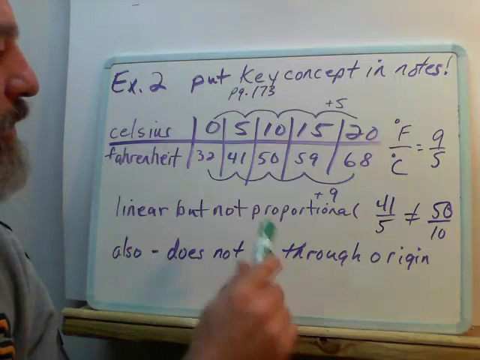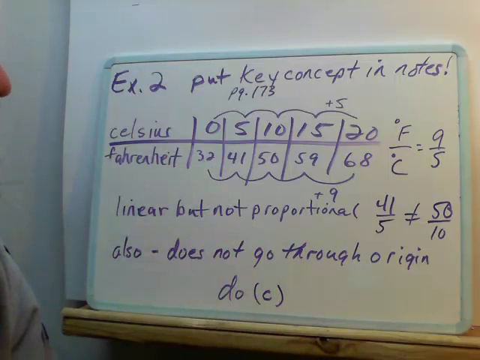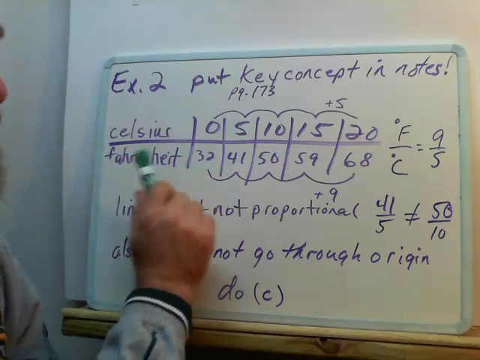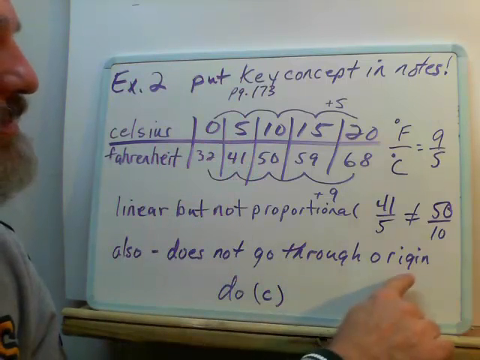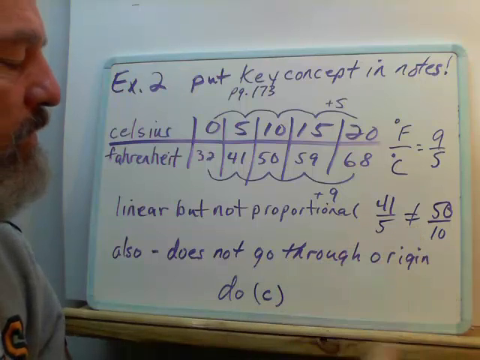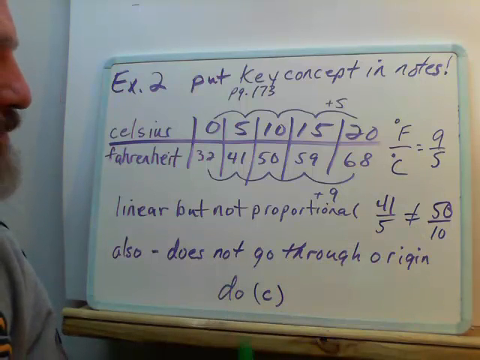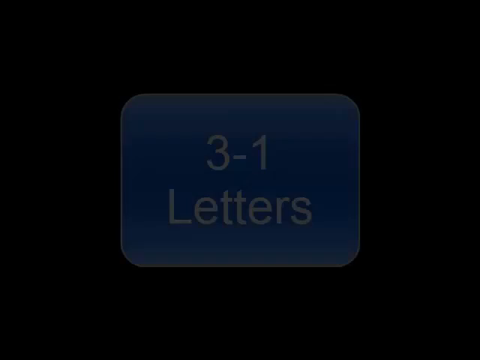But I'm quite sure that you were all taught last year with Mrs. Shaw that if it does not go through the origin, immediately you can determine that it is not a proportional relationship. Since it does not go through the origin, I don't think you even need to do this calculation. Please press pause and do letter C.